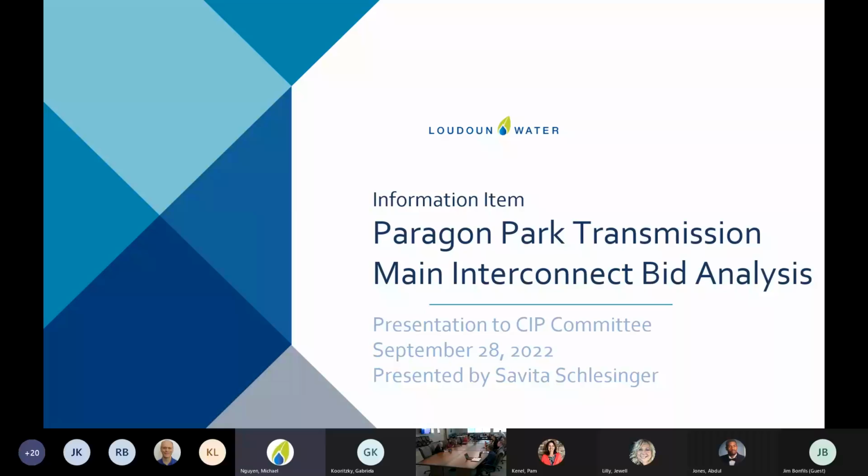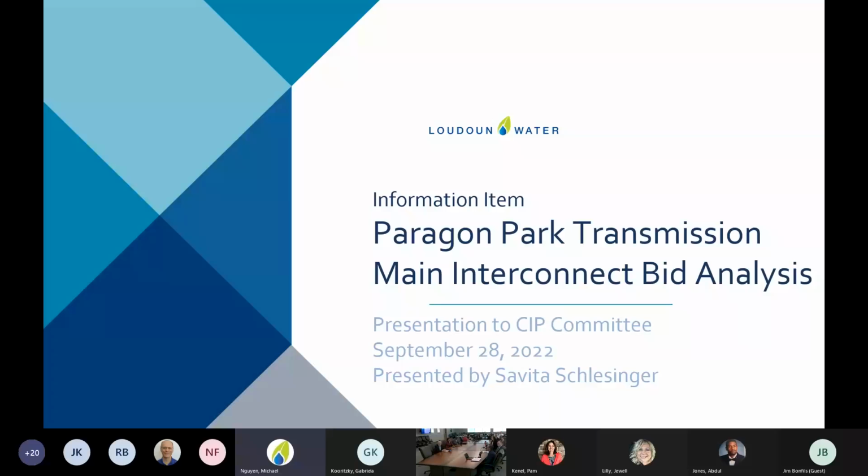The next information item is Paragon Park Transmission Main Interconnect bid analysis. Yes, so I will try and be brief because I know we have some more presentations after this one. Probably maybe a little bit more interesting than this one too.